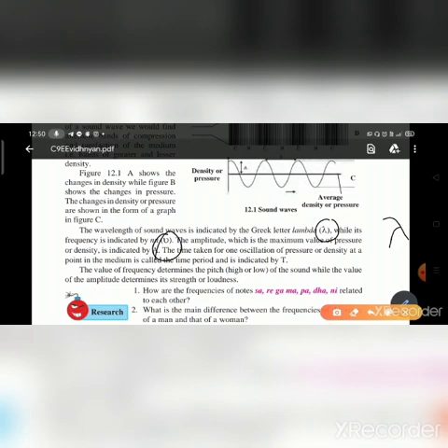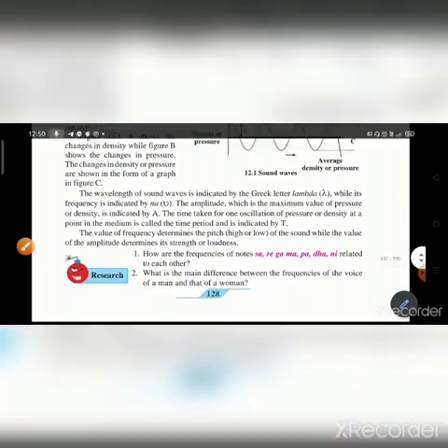The time taken for one oscillation of pressure or density at a point in the medium is called the time period and is indicated by t. The value of frequency determines the pitch, high or low, of the sound, while the value of the amplitude determines its strength or loudness.